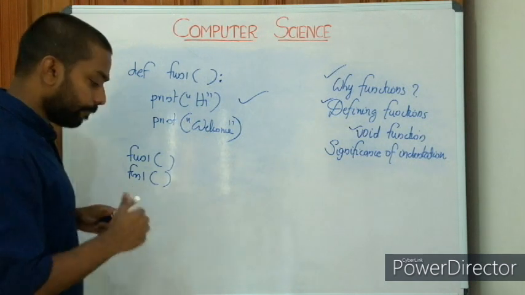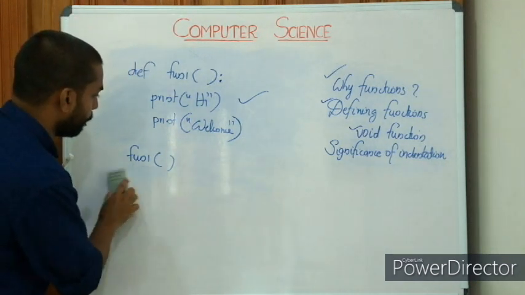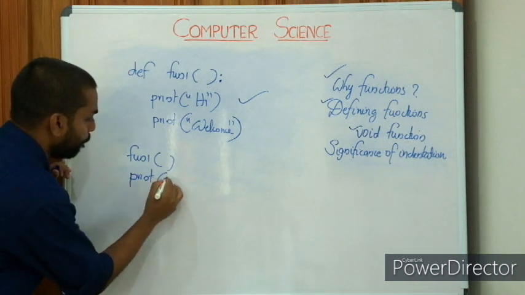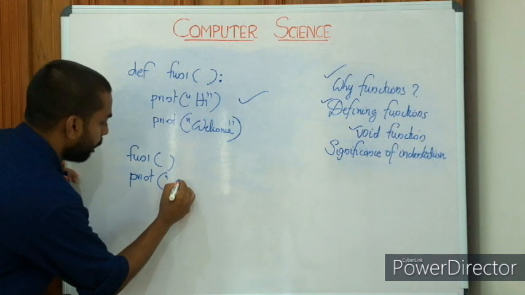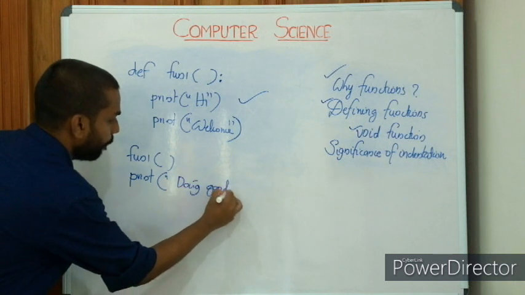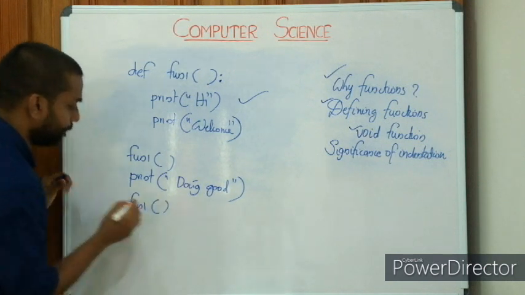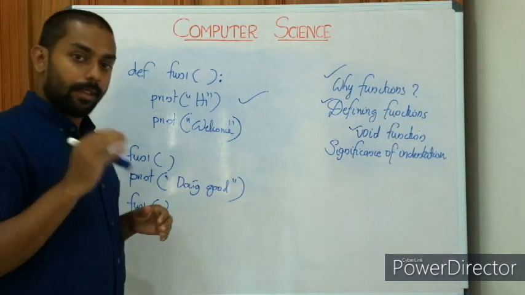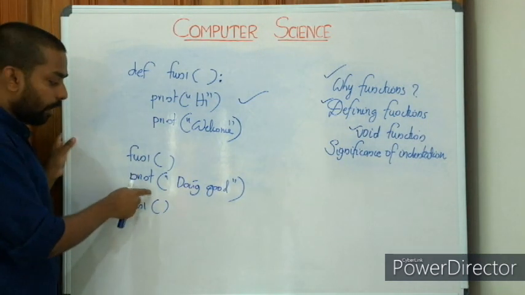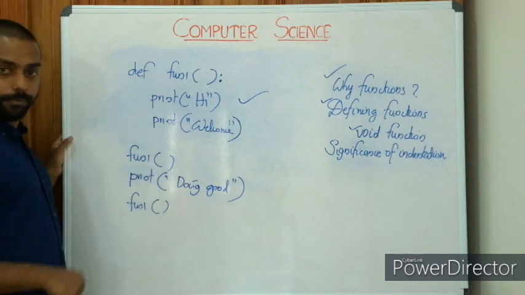Okay, and we can see a variation. Fun1, then we are adding print doing good. Again we are calling fun1. How will it be executed? Here also we have 2 function calling statements, but in between we have one print function.